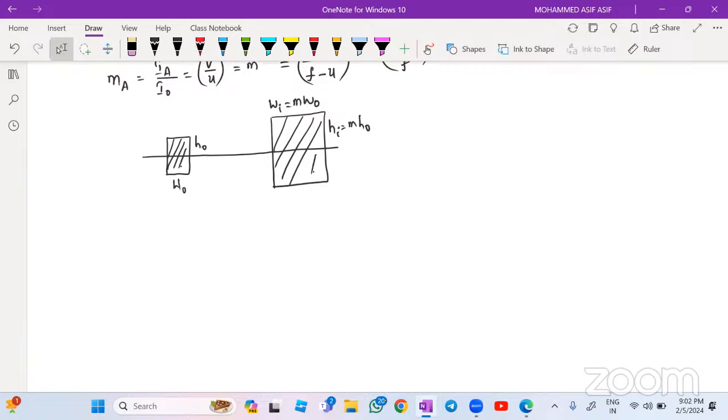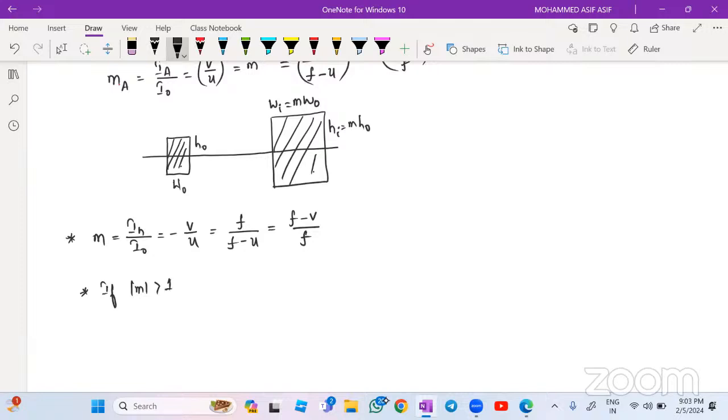And see for some theoretical questions, magnification formulas, if I'm writing m is equals to height of image divided by height of object, that is equals to minus of your v by u, transverse magnification, or that is equals to f divided by f minus u, or that is equals to f minus v divided by your f. Okay, in this one, if mod of your m is greater than 1, then the image is enlarged.